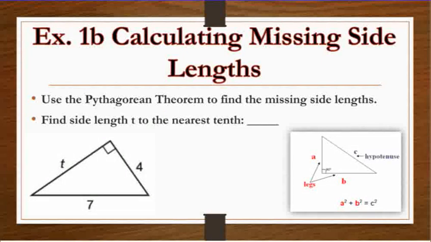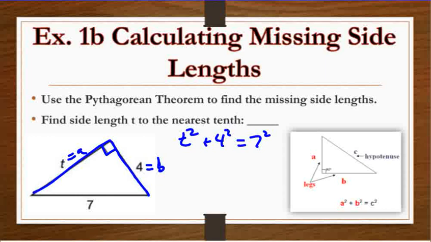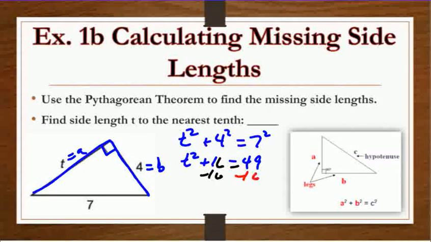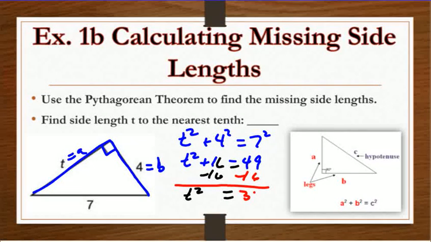Next one, we have our legs right here. Remember, the legs always form the right angle. So we can say this would be our A, this would be our B. So we have T squared plus 4 squared equals 7 squared, which is our C squared. So we got T squared plus 16 equals 49. To get T squared by itself, I need to subtract 16. When I do that, I get T squared equaling 33.